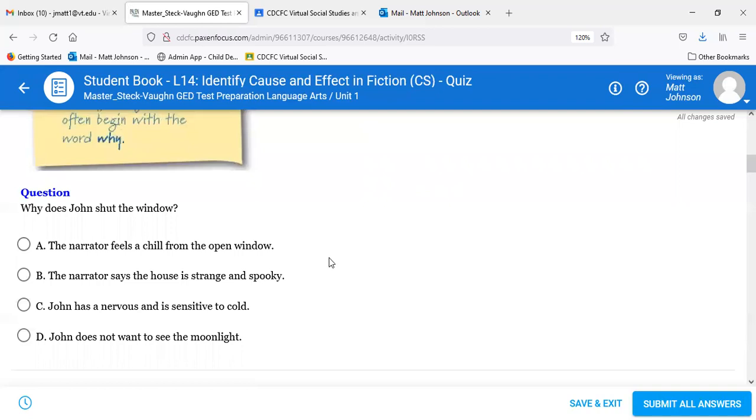B. B, yeah. Narrator says the house is strange and spooky.